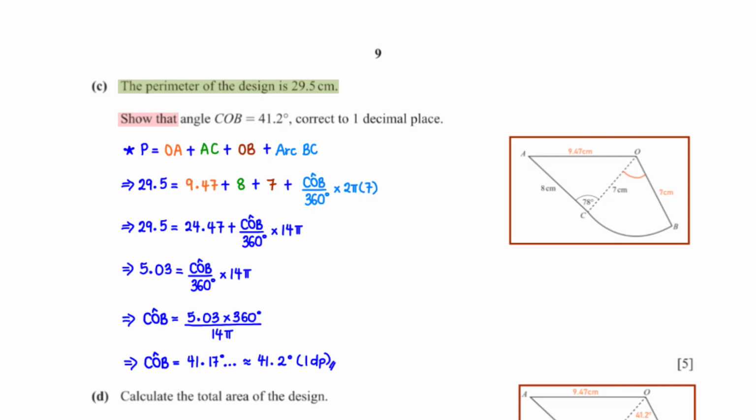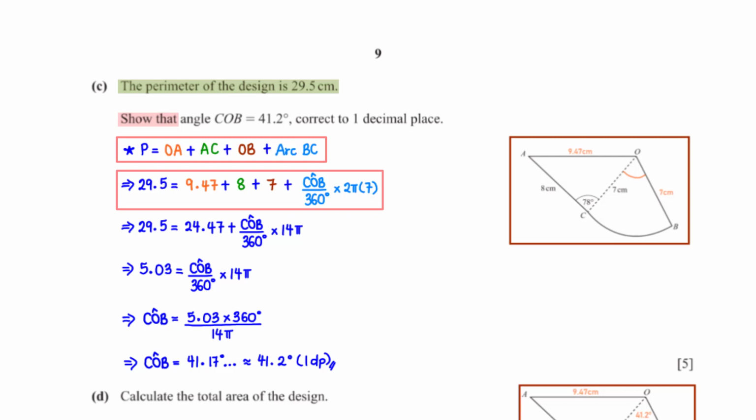The perimeter of the design is 29.5 centimeters. Show that angle COB equals 41.2 degrees correct to 1 decimal place. The perimeter of the design is simply the distance around the shape of the design, and that is equal to OA plus AC plus OB plus arc BC. We've been given the perimeter as 29.5 centimeters. OA is 9.47 centimeters. AC is 8 centimeters and OB is 7 centimeters.